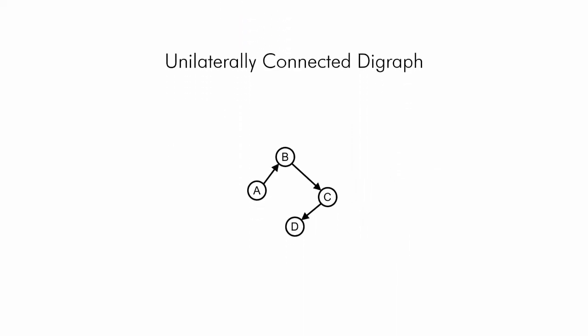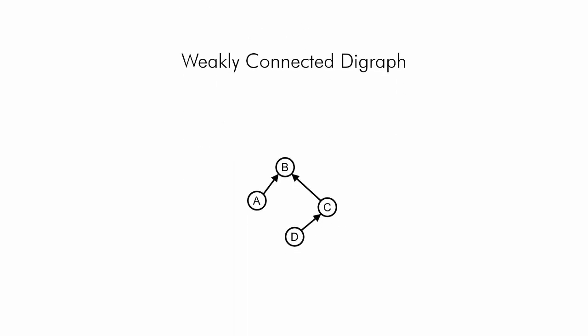Breaking down the constraints even more, we arrive at unilaterally connected graphs. Here, if you select any two nodes i and j from the network, there is a path from i to j or from j to i. So if you take, for instance, A and D, you can see that there is a path between them, in this case from A to D. If you select C and D, there is a path from C to D, and you could show that for any two nodes from the graph.